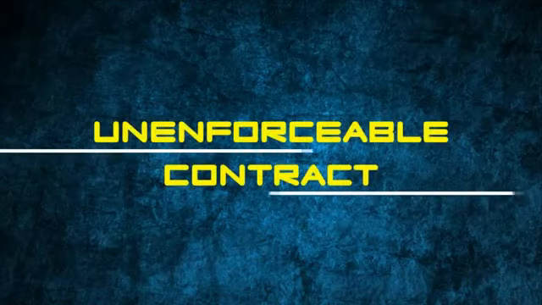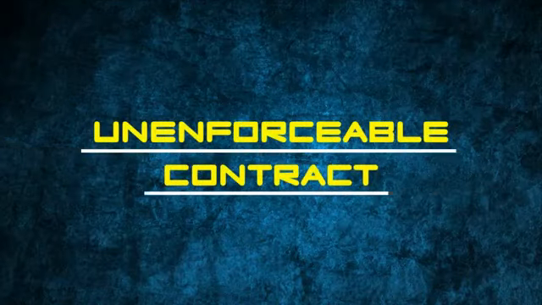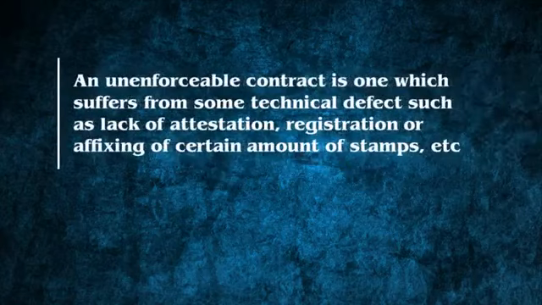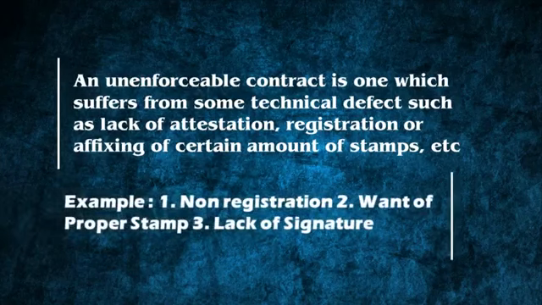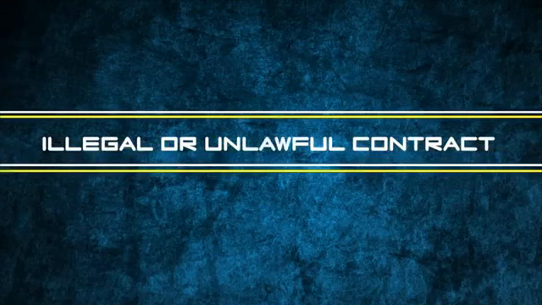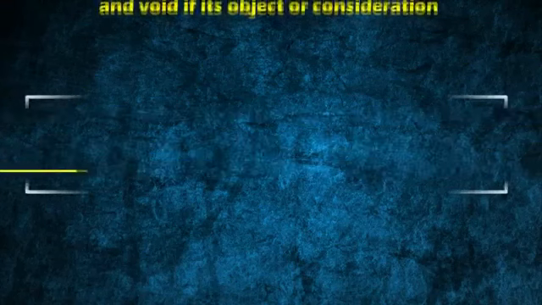The next type of contract is unenforceable contracts. An unenforceable contract is one which suffers from some technical defect such as lack of attestation, registration or affixing of certain amount of stamps, etc. Examples: 1. Non-registration. 2. Want of proper stamp. 3. Lack of signature.